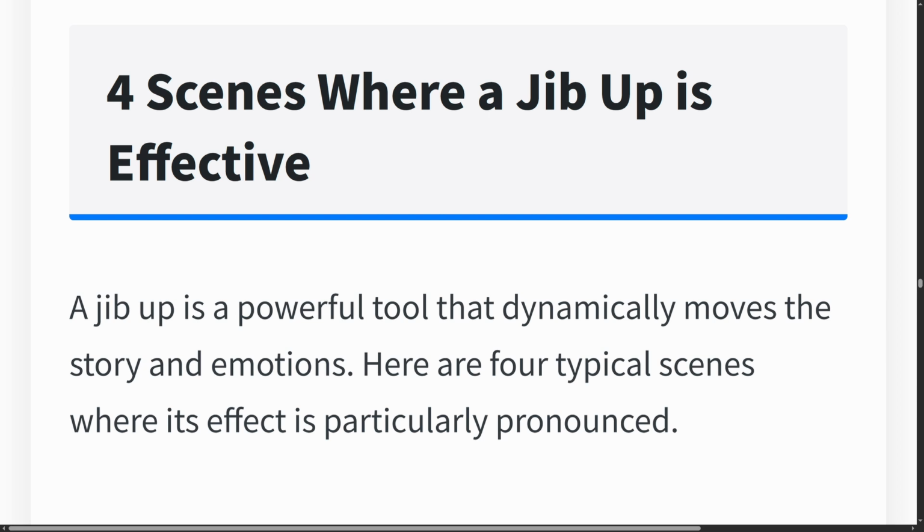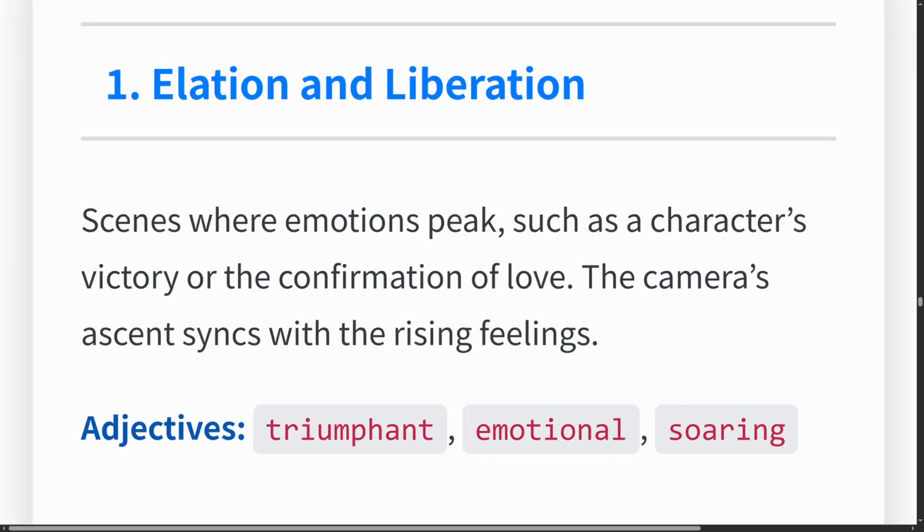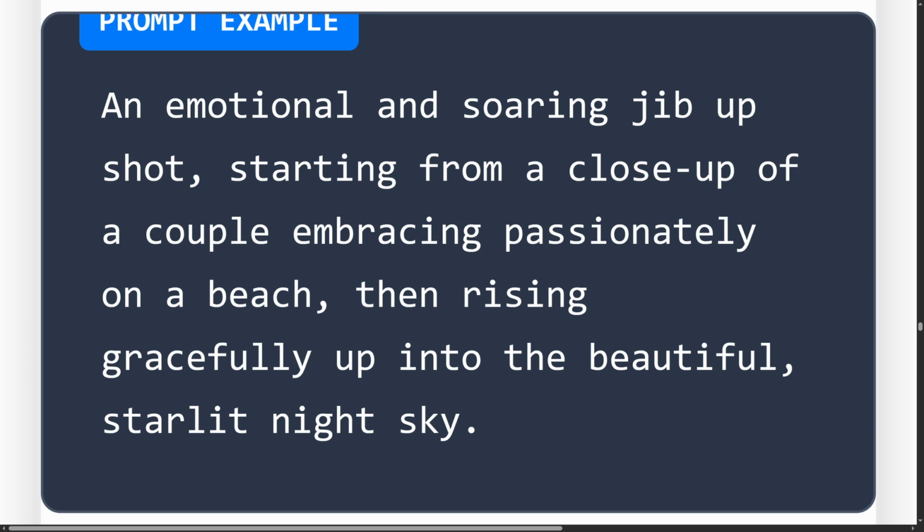A jib up is a powerful tool that dynamically moves the story and emotions. Here are 4 typical scenes where its effect is particularly pronounced. One, elation and liberation scenes where emotions peak, such as a character's victory or the confirmation of love. The camera's ascent syncs with the rising feelings. Adjectives: triumphant, emotional, soaring. An emotional and soaring jib-up shot, starting from a close-up of a couple embracing passionately on a beach, then rising gracefully up into the beautiful starlit night sky. All right, let's take a look.